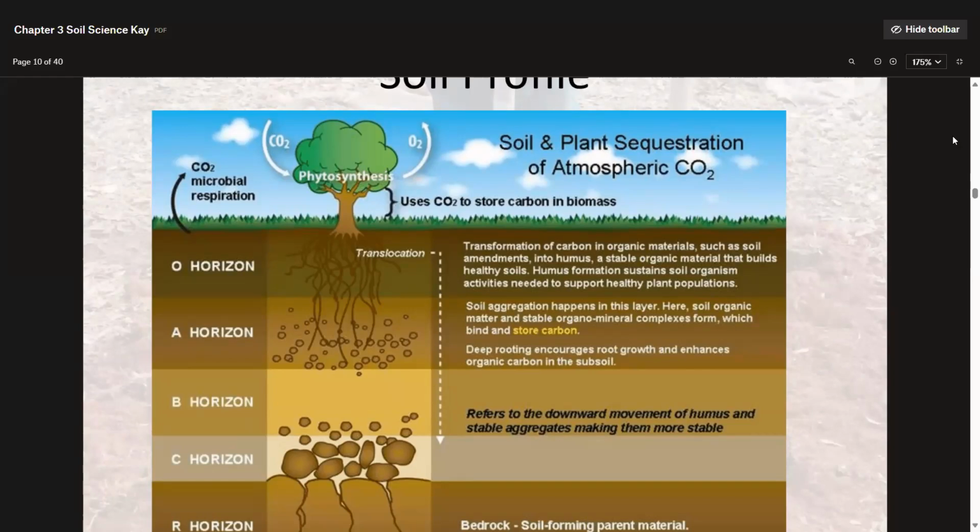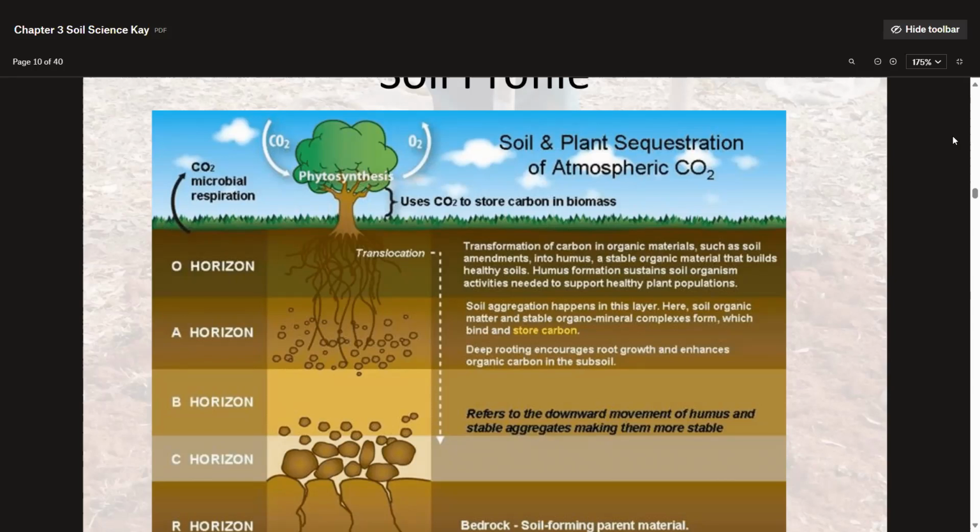So you see your O horizon up there on the left side, lists out your horizons. In your O layer, that's where your transformation of carbon and organic materials such as soil amendments changes into humus, a stable organic material that builds healthy soils, right? Humus formation sustains soil organism activities, and that's needed to support healthy plant populations. So that's where most of your root activity is. And they also go down into that A layer, right?